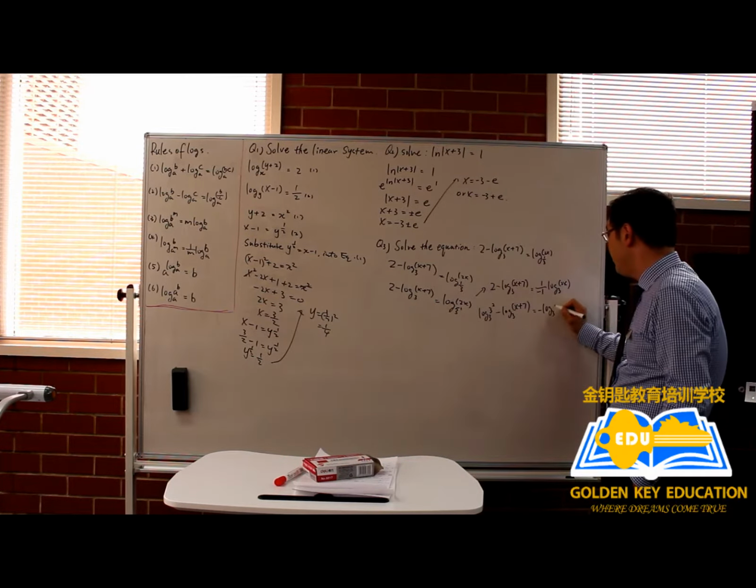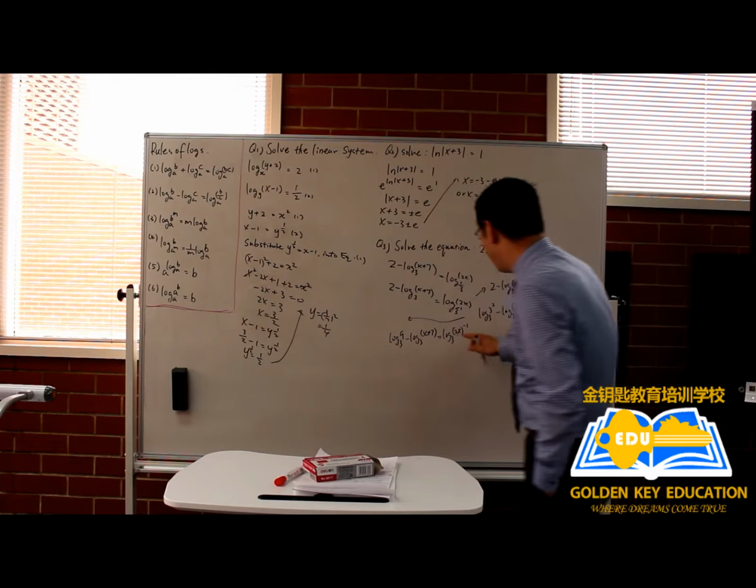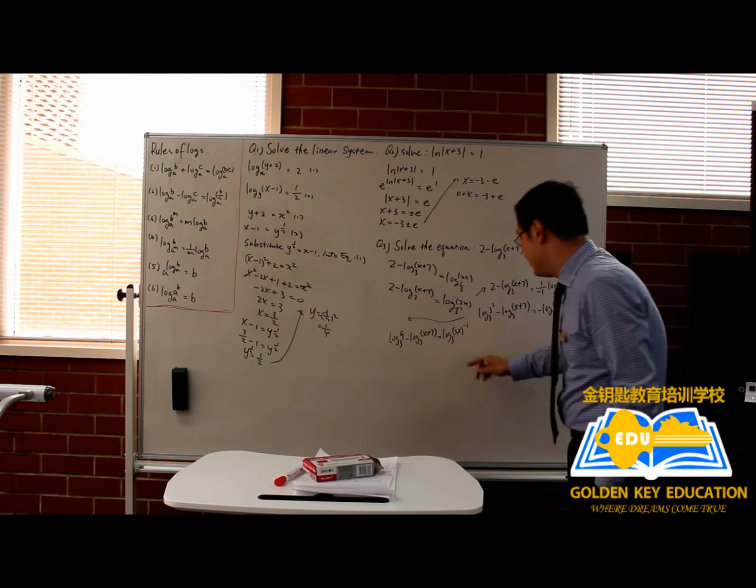Okay, now what is log base 3 of 3 squared? It's just log base 3 of 9, take log base 3 of x plus 7, and log base 3 of 2x to the negative 1. This is using rule number 3. But be careful, you're going to have to make sure you put the brackets. This is the whole thing, the whole 2x being raised by a power of negative 1.